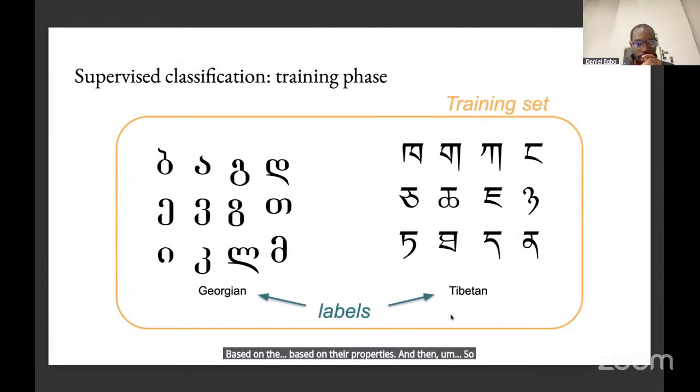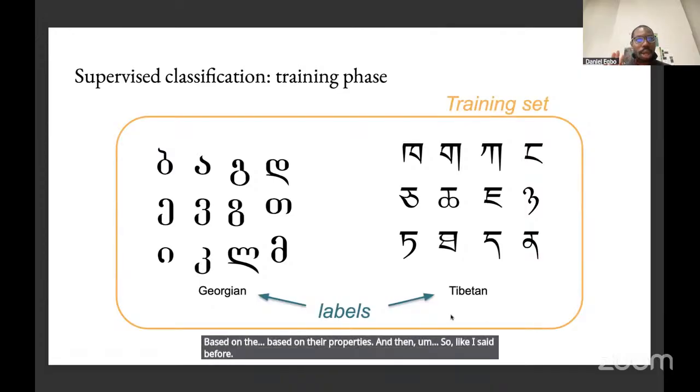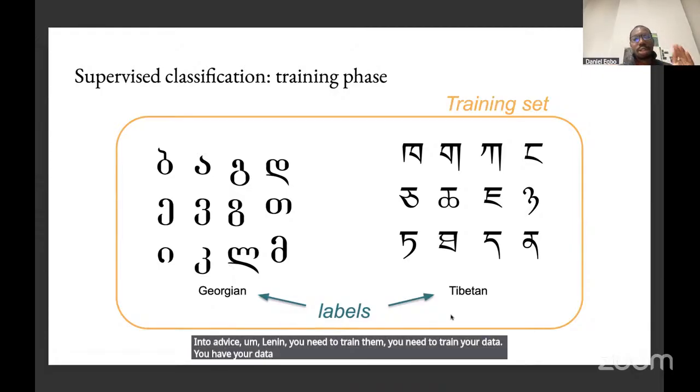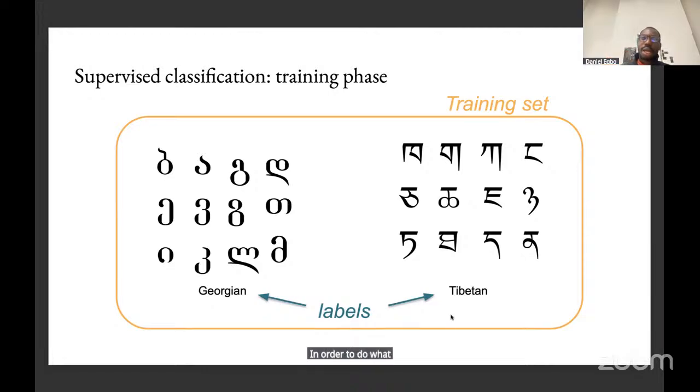So like I said before, in supervised learning, you need to train your data. You have your data, you prepare your data, you need to train the data, and after training the data, you need to also have a set of tests that you need in order to do what? To confirm that your model is learning.